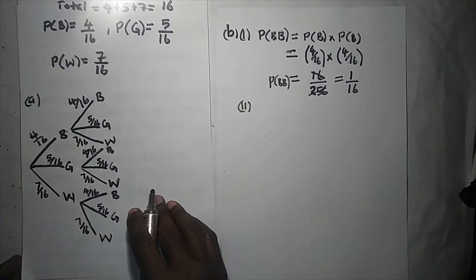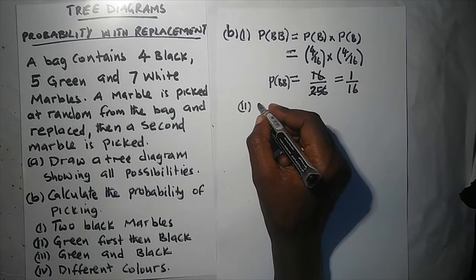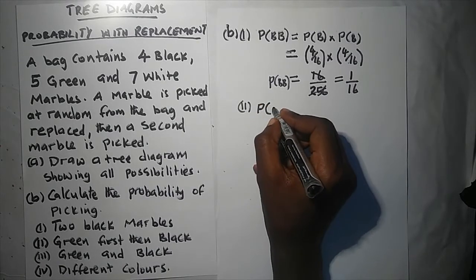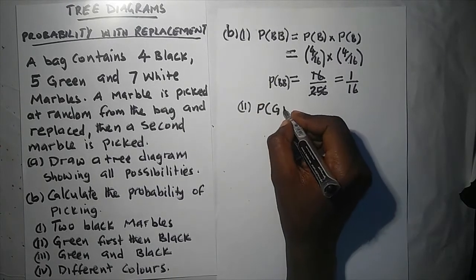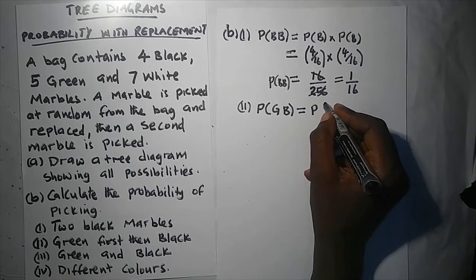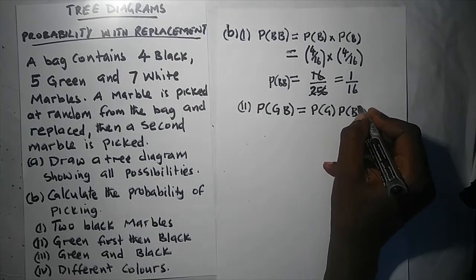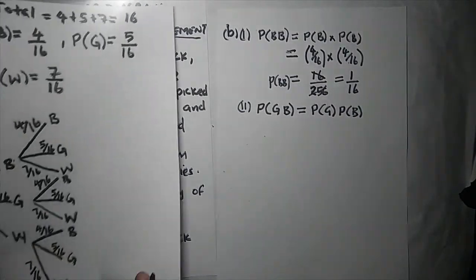Now our next question is right here. It's saying find the probability of picking green first and then black. So green first and black. So the order is very important when you are dealing with probability. So this one will be written as probability of G, which is green, and then black, like this, which is going to be equal to probability of green times probability of black. So this is how we write it, and then we go back to our tree diagram.